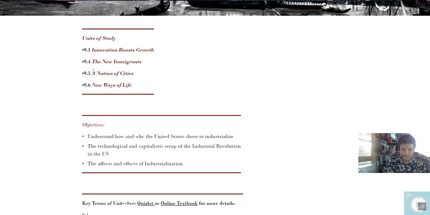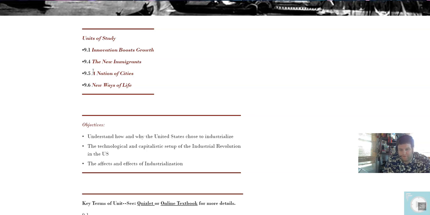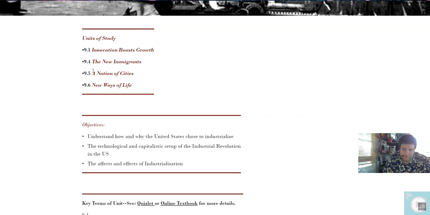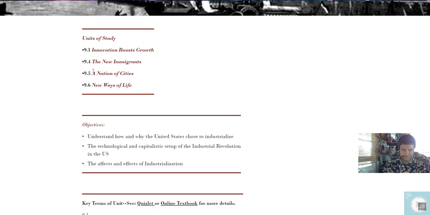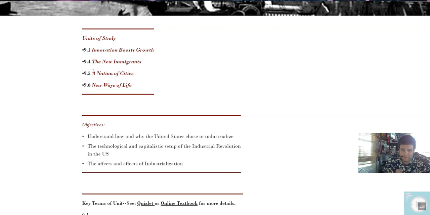Now, in this unit, this is the first one on the Industrial Revolution in my classes. In our textbook, what this amounts to is 9.1, Innovation Boosts Growth, 9.4, The New Immigrants, 9.5, A Nation of Cities, and 9.6, New Ways of Life. That's where we are in the textbook. Laconically put, we'll be looking at industrialization and what it meant for the worker, immigration, culture, society, and cities. Think about these changes through industry and how they impact the American experience. Anyways, let's start with our learning objectives.